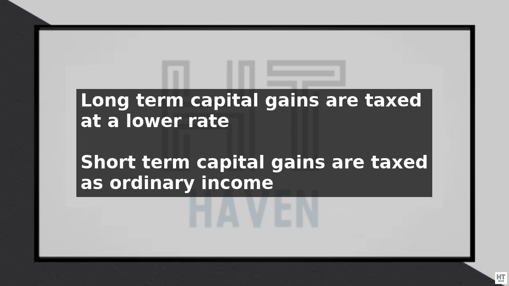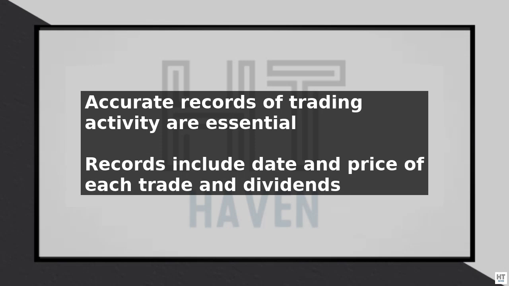Another important concept to understand is wash sales. A wash sale occurs when you sell a security at a loss and then buy the same or a substantially identical security within 30 days. In this case, the loss will be disallowed for tax purposes, and you will not be able to claim it as a deduction.